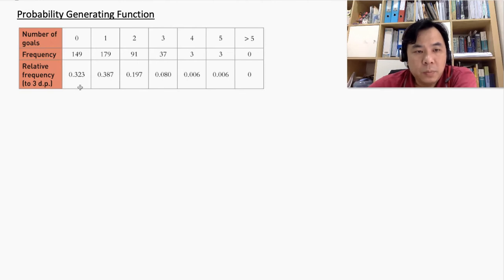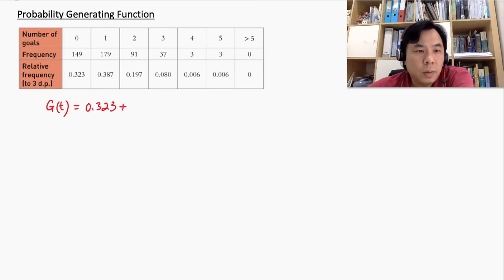Take for instance, we can actually come up with a function. Let's call this function g, that has an independent variable of t here. Okay, so the purpose here is for us to generate functions that can be used to represent the relative frequency or probability here. Right. Okay. Now to do that, we can write it down like this.